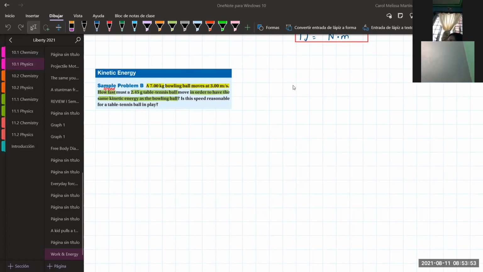So, as I told you before, because we're talking about two different objects, we're going to separate the givens. So, I'm going to separate my givens as bowling ball and my table tennis ball. Okay? These are my two objects. So about my bowling ball, all I know is that it has a mass of 7 kilograms. Remember, the mass must be given in kilograms, so that's fine. I also know about the bowling ball that it has a speed of 3 meters over second. About the table tennis ball, I know that it has a mass of 2.45 grams.